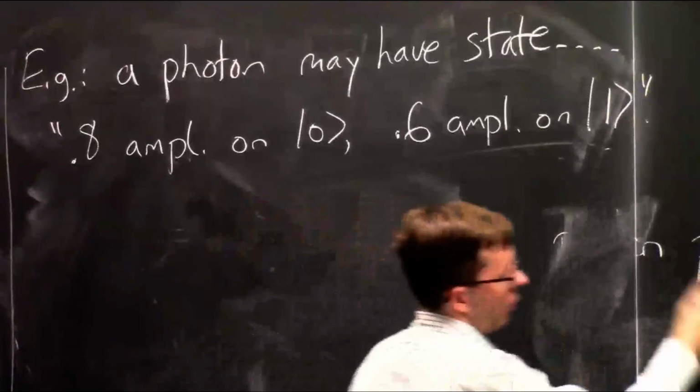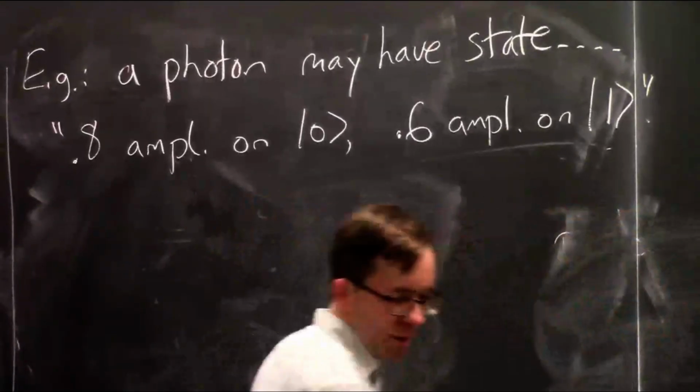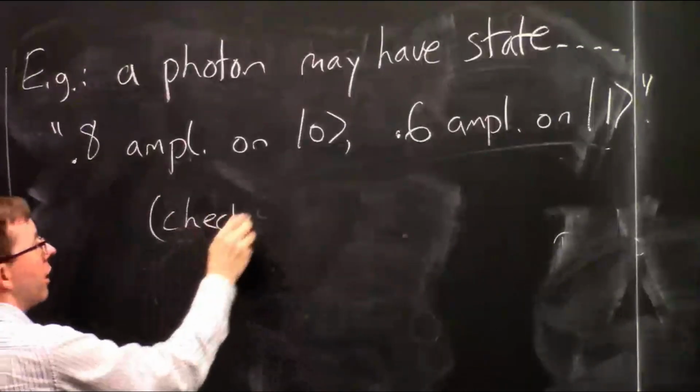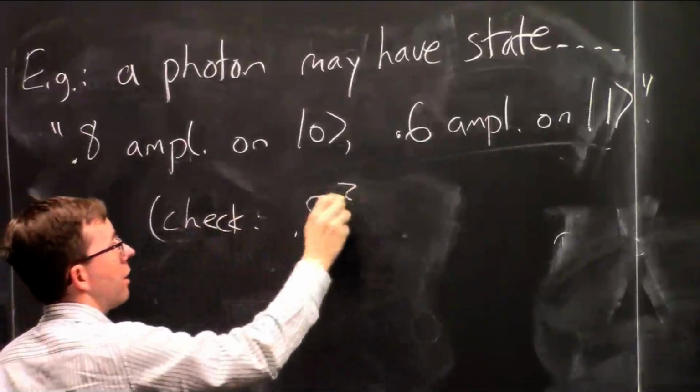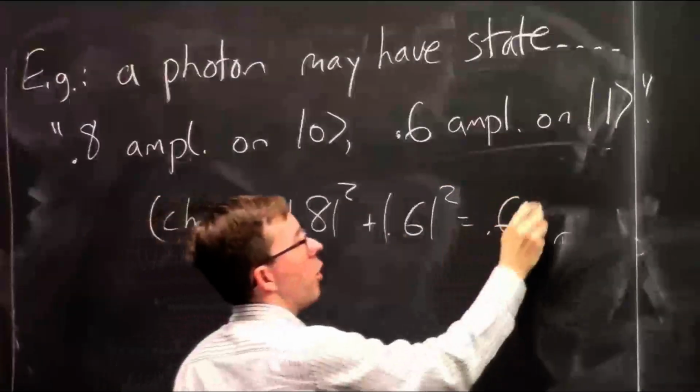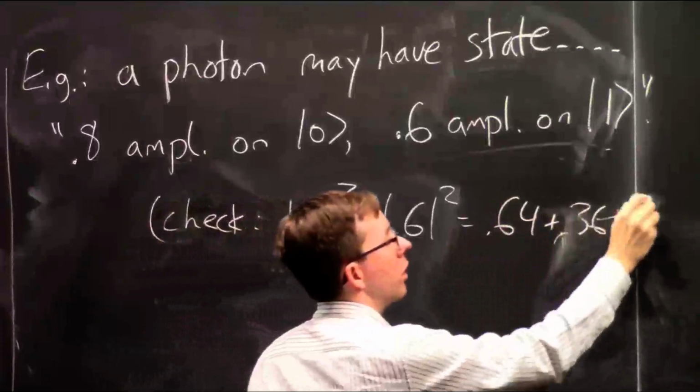Okay, so that's a possible state of a photon. Let me just check. I didn't pick those numbers randomly. It's a little Pythagorean triple thing. 0.8 squared plus 0.6 squared, 0.64 plus 0.36, which is 1.